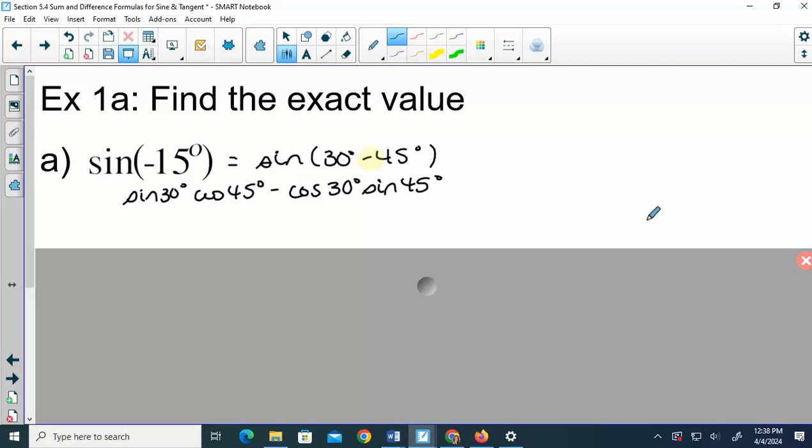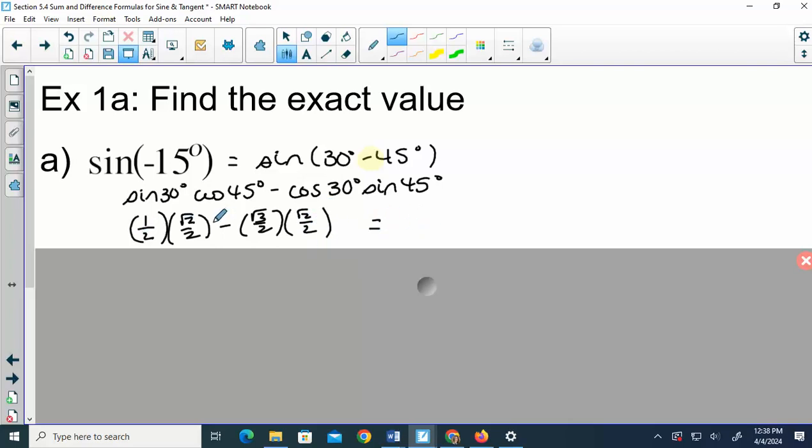What is the sine of 30 degrees? What is the cosine of 45? Radical 2 over 2. Minus, what's the cosine of 30? Radical 3 over 2. And the sine of 45? Radical 2 over 2.